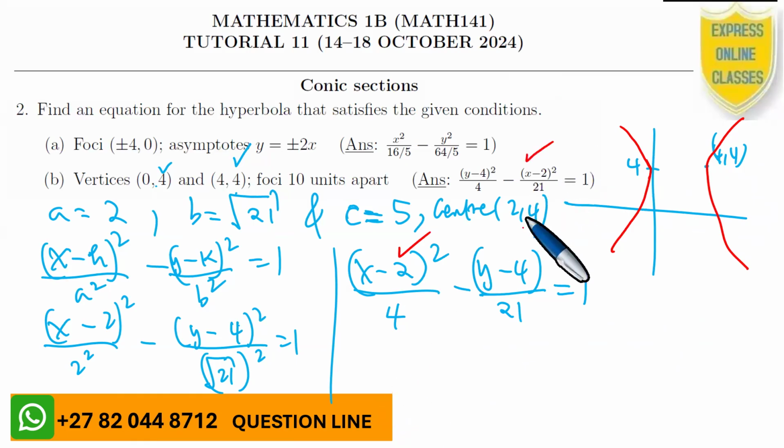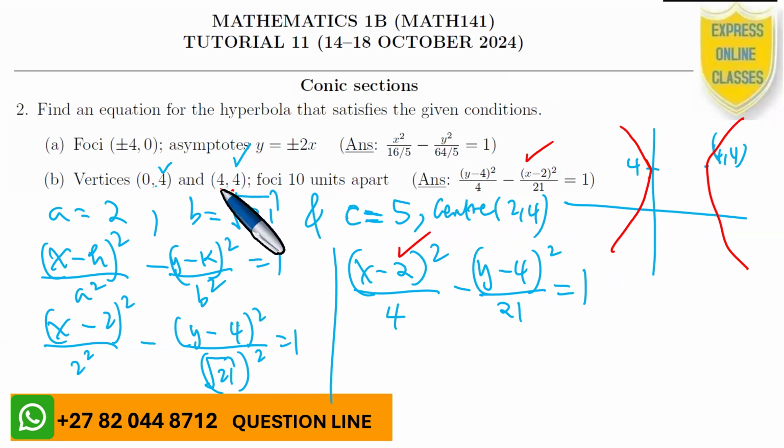Yeah, they did something wrong. Obviously, we'll have to convince ourselves that this is the case. Because if these are vertices, what happens in the graph if you substitute a vertex into the equation?